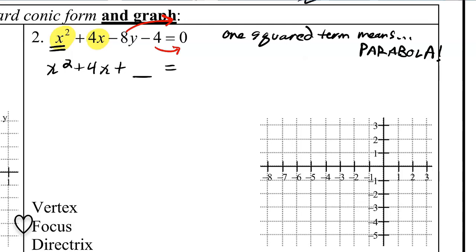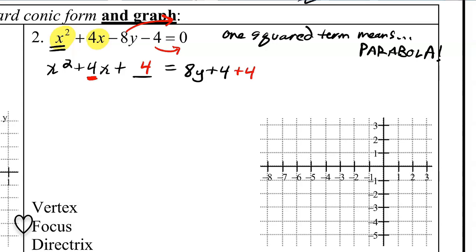And adding 8y to both sides and adding 4 to both sides, we get that. Now we complete the square. Our b value is 4. If you'd like, you can pause the video and see if you can write the conic form for this parabola. So you should have added 4 to both sides.